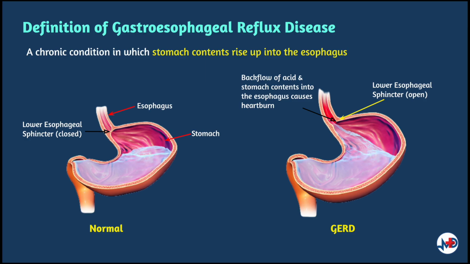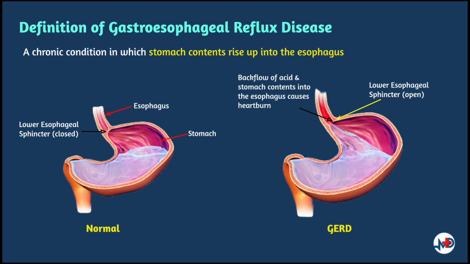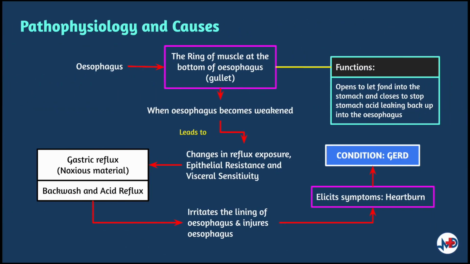Gastroesophageal reflux disease is a chronic condition in which the stomach contents rise up into the esophagus, resulting in either symptoms or complications. Gastroesophageal reflux disease, or GERD, occurs when the stomach acid frequently flows back into the tube connecting the mouth and the stomach, which is the esophagus. This backwash or acid reflux can irritate the lining of the esophagus.